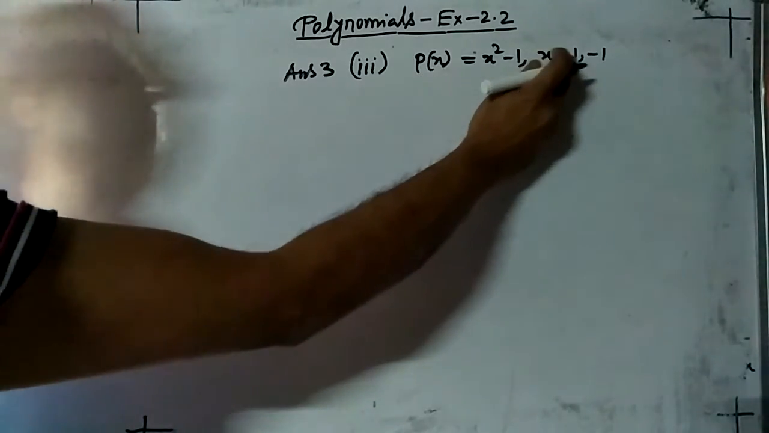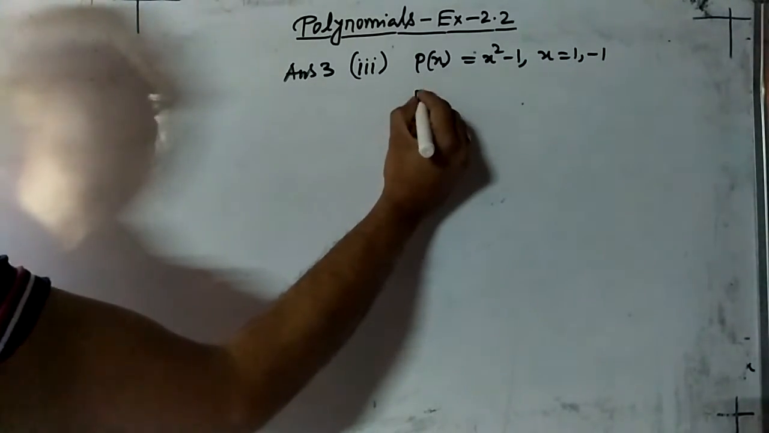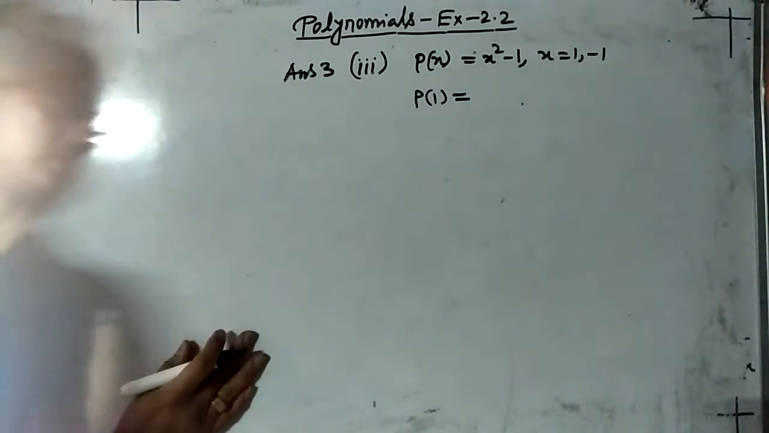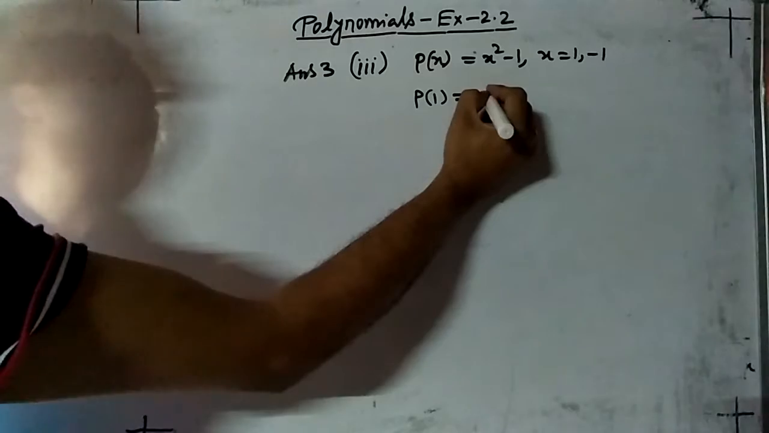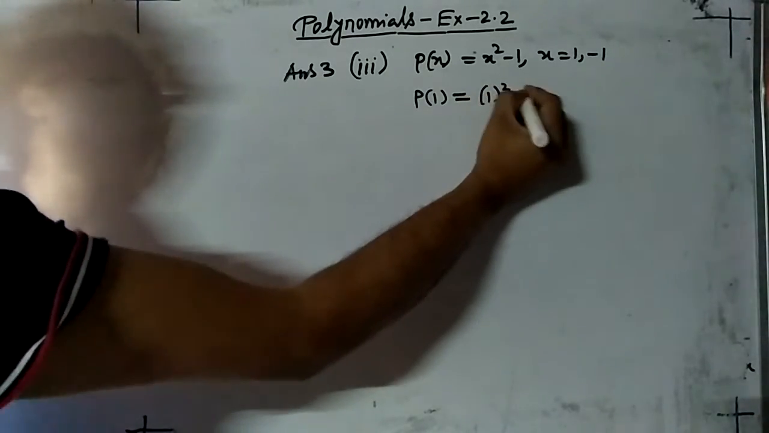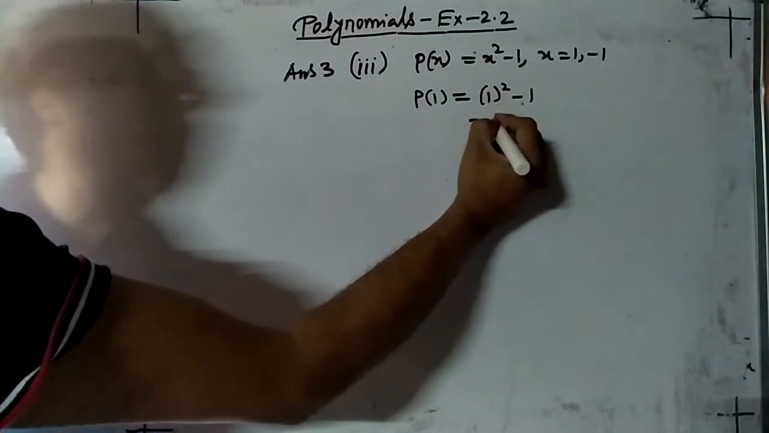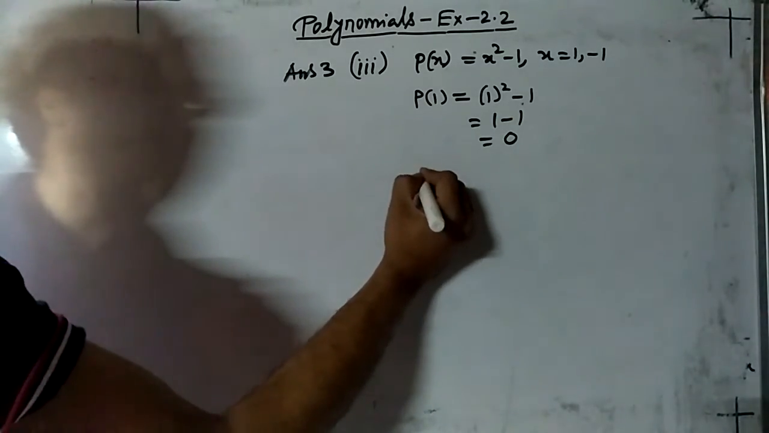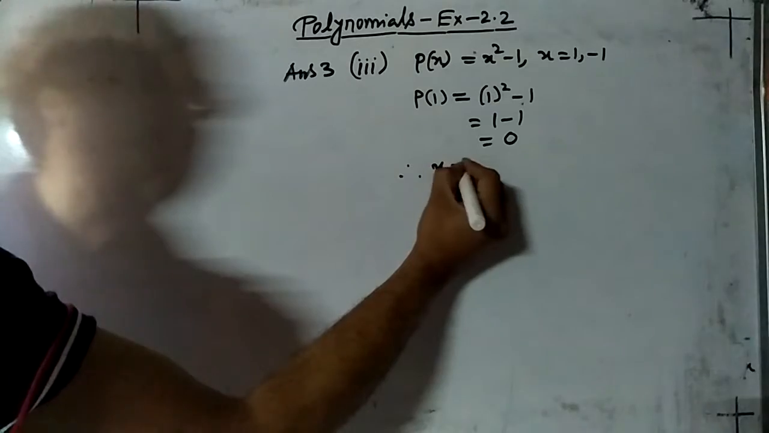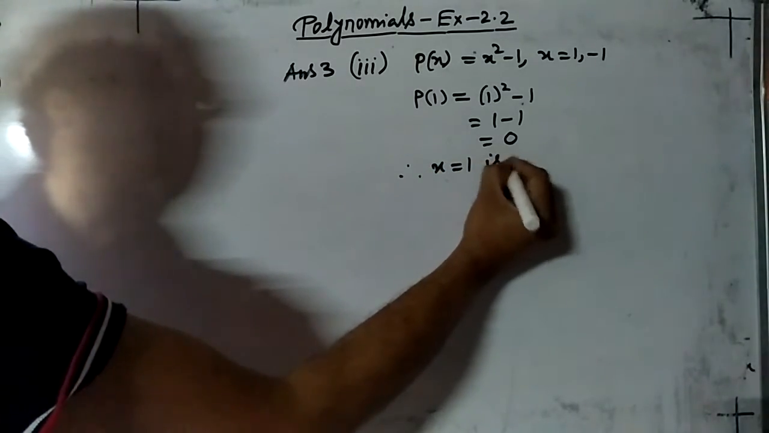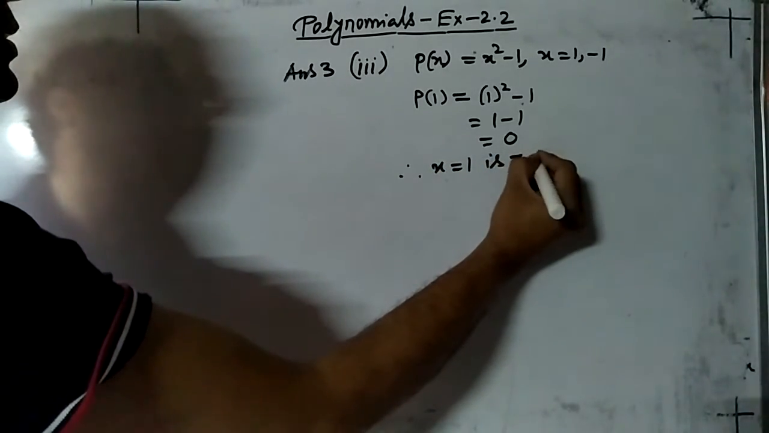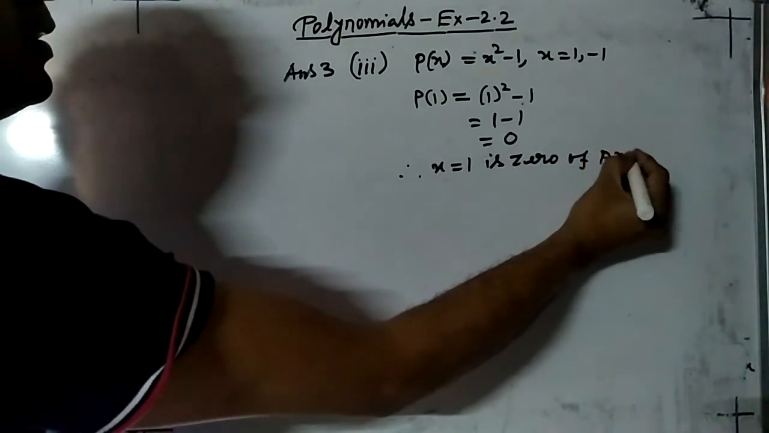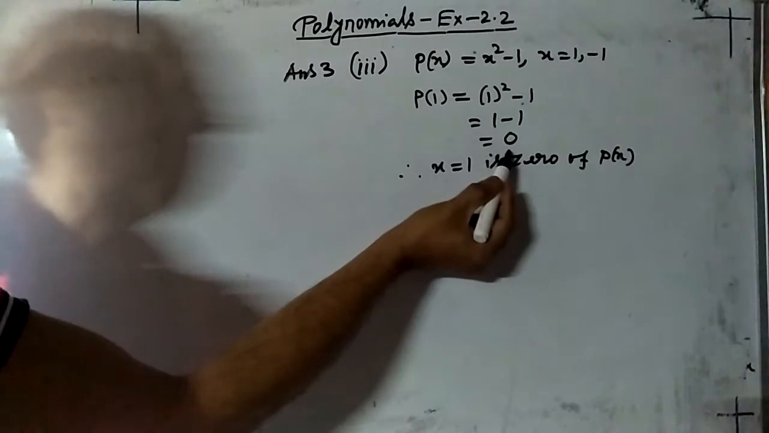First I am checking for x equals 1. That is, I am finding p(1) and checking whether it is 0 or not. If we find p(1), then 1 square minus 1. So 1 square is 1, minus 1. This is 0. So we can say that x equals 1 is a zero of p(x), because we are getting p(1) equals 0.